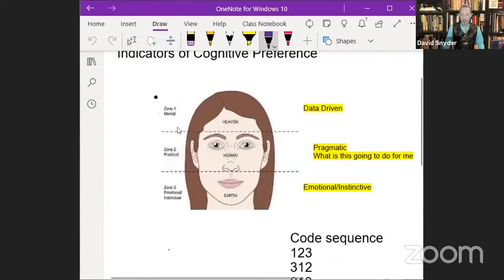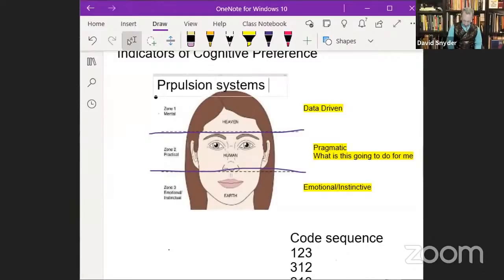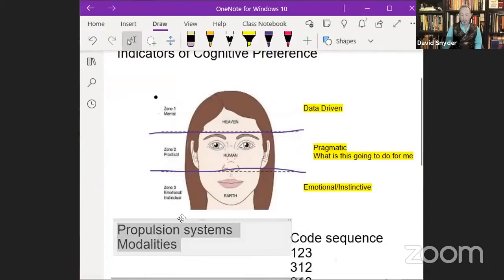In this next slide, what we're going to talk about are what we call the three zones of the face. Now, the Chinese named the upper zone the heaven zone. The middle zone was man or human, and the third zone was earth. And what this relates to is what kind of information a person wants to process first. Now, if we were studying NLP, we would talk about something called propulsion systems. And we'd also talk about modalities. And what we've discovered is that human beings tend to have a preferred order to things, so that they do things.